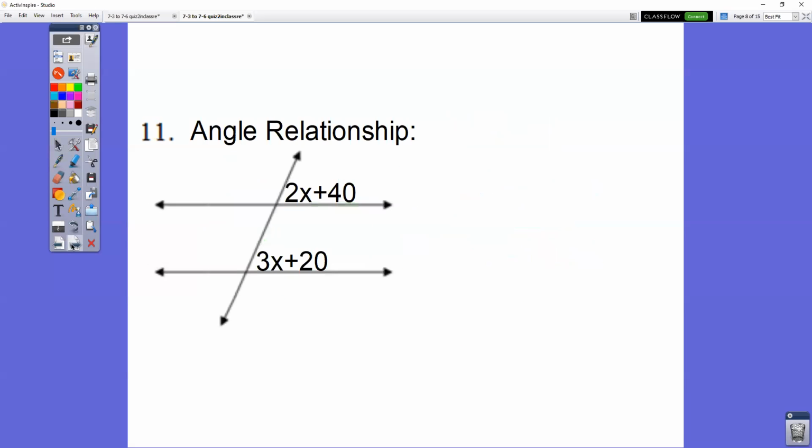Go ahead and try the next one. Again, are they supplementary, corresponding, vertical, or alternate interior? Set up an equation, solve for x, sub it back in to find those two angles.